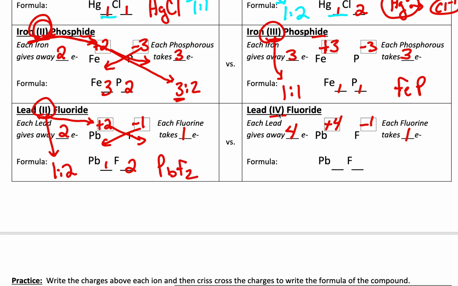Here we got a 4. Fluorine is a -1. Crisscross them. Put the 4 there. Put the 1 there. 1 lead is going to hook up with 4 fluorines. Why? Because each fluorine can only take 1. And lead's trying to get rid of 4. So it needs to send an electron to each of 4 fluorines. And this becomes fluorine -1, fluorine -1, fluorine -1, fluorine -1. All those guys are needed to make 1 lead happy if that lead decides it wants to get rid of 4 valence electrons.